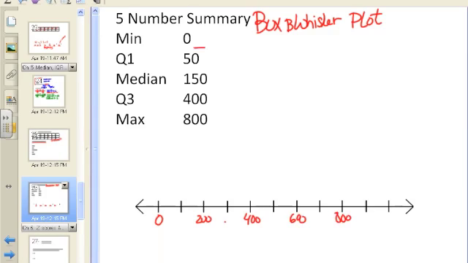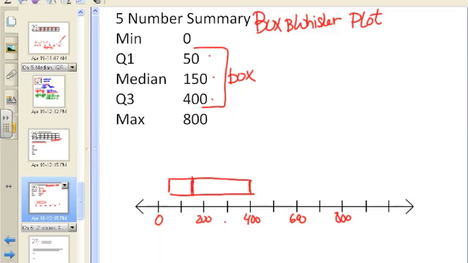So I'm going to take the 3 numbers that are in the middle, and these are going to make a box for this box and whisker plot. What I'm going to do is simply draw a line at each of these numbers above my number line. So 50, somewhere halfway between 0 and 100. 150 is going to be between the 100 and the 200. And then 400. And again, I like to draw mine just above the number line. So I'm going to connect all of these to make a box. I've got a rectangle with a line in the middle showing me my median.